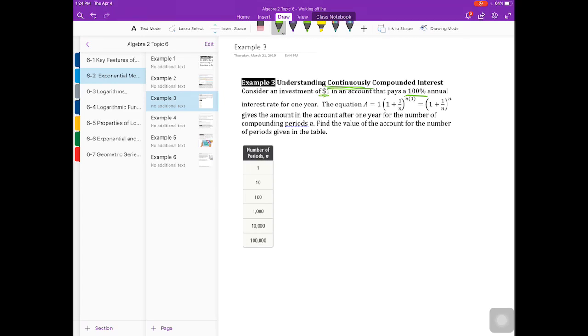But what if we make more and more periods? So what if it's 10 times per year, or 100 or 1,000 or 10,000 or 100,000? And we're going to see what that amount looks like the more times we compound. So if we start just with 1, we're going to have 1 plus 1 over 1 to the 1, which is just 2. That was easy. But if we change that compounding period to 10, what we end up with is 2.59374, and on and on and on.